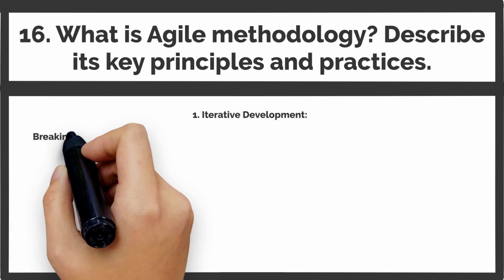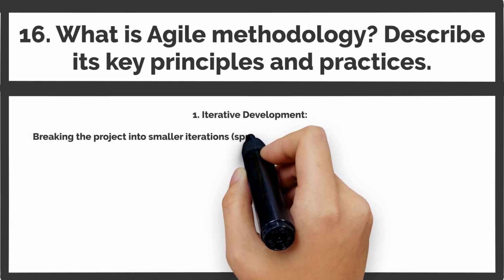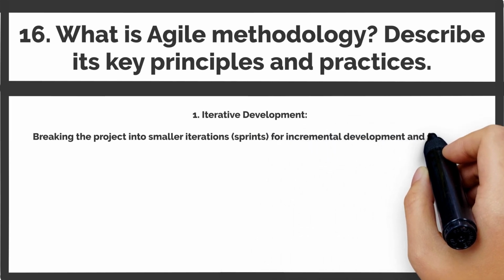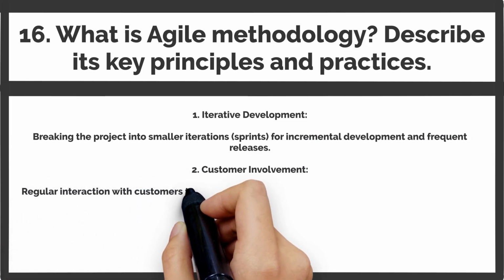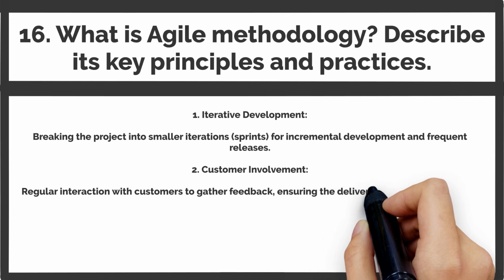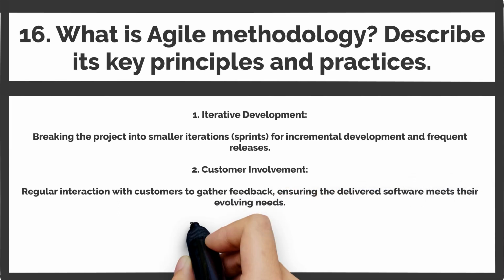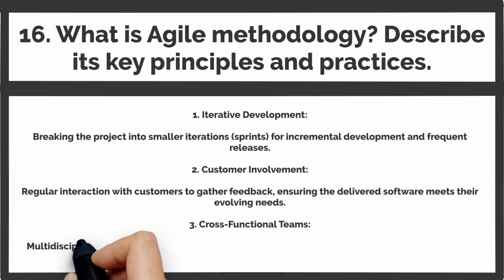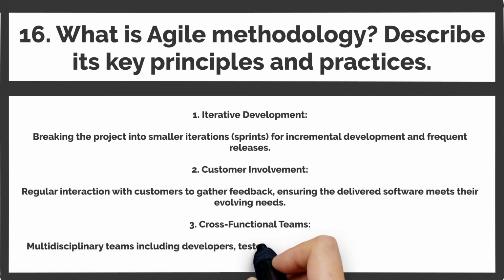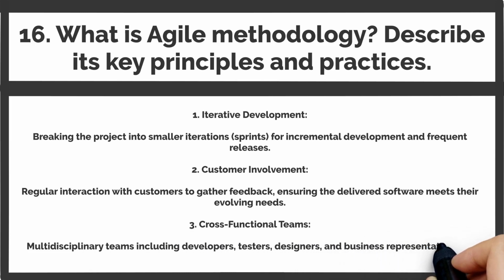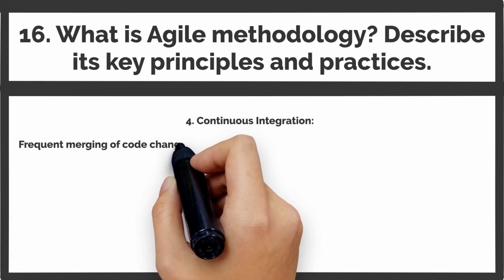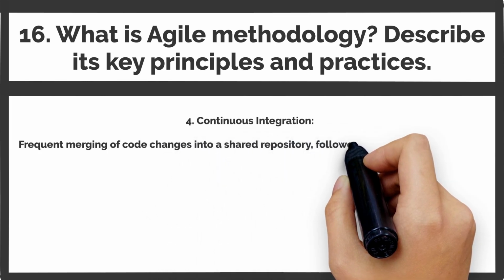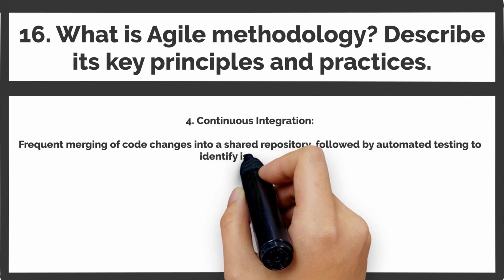1. Iterative development. Breaking the project into smaller iterations, sprints, for incremental development and frequent releases. 2. Customer involvement. Regular interaction with customers to gather feedback, ensuring the delivered software meets their evolving needs. 3. Cross-functional teams. Multidisciplinary teams including developers, testers, designers, and business representatives for efficient collaboration. 4. Continuous integration. Frequent merging of code changes into a shared repository, followed by automated testing to identify issues early.